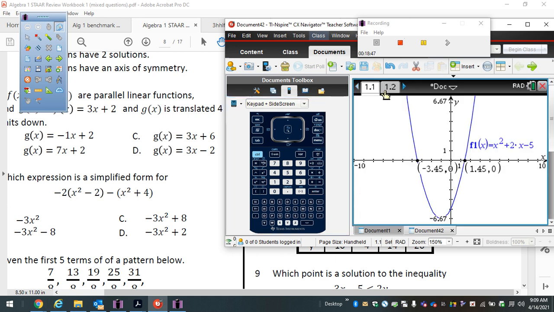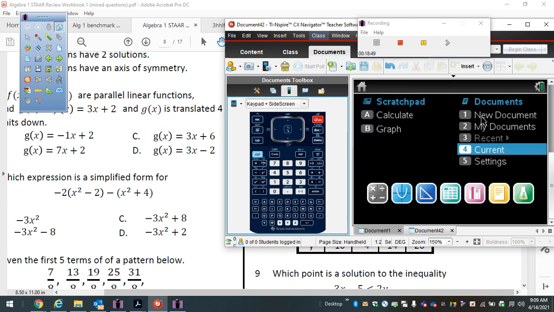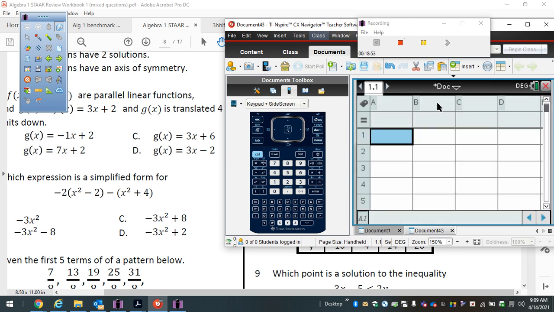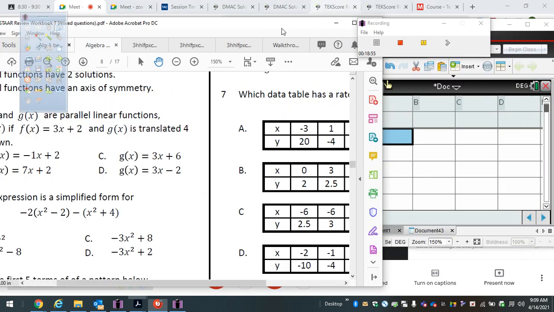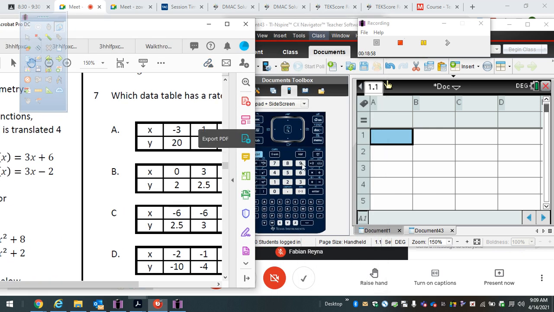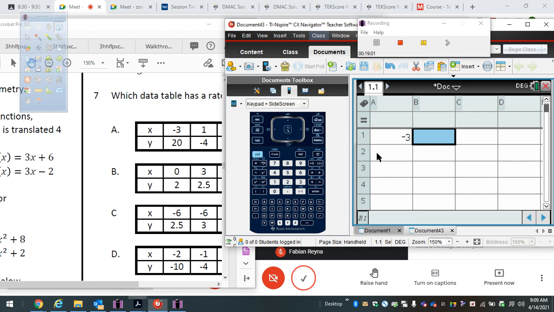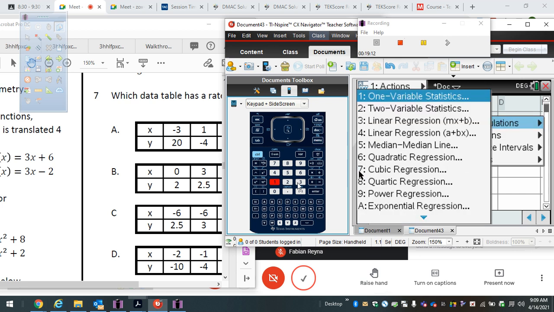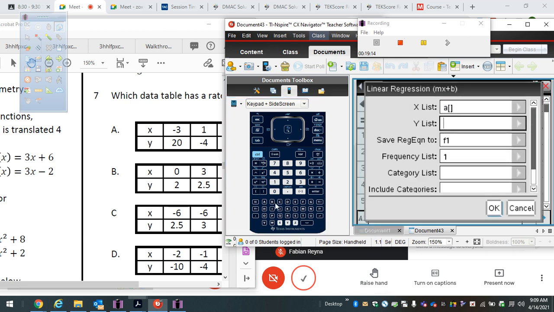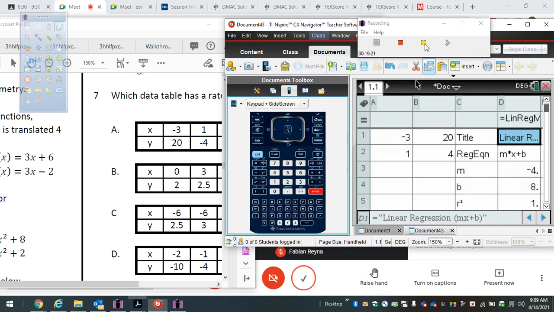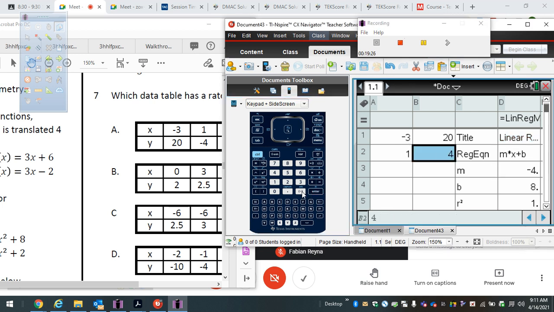So I'm going to turn it on, go to a new page, lists and spreadsheets. And I'm just going to use the first two, guys. I'm going to go -3, 20. Make sure you go that one, goes to that one. 1 goes to 4. And I go to menu, 4, 1, 3. I go to B. Okay, so this one, -3, 20, and 1, -4.